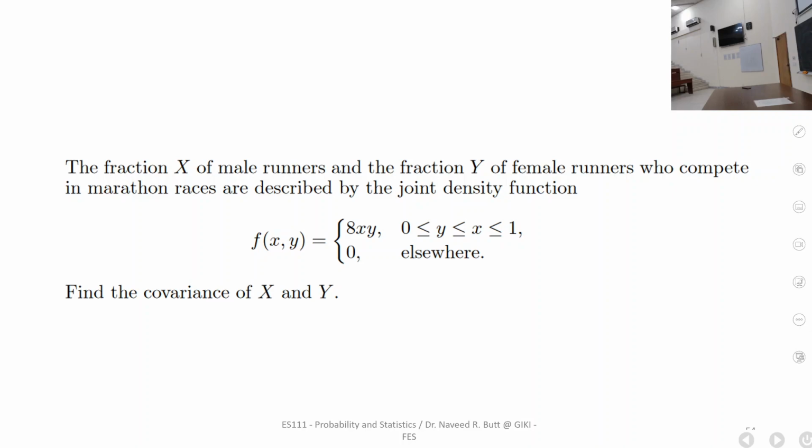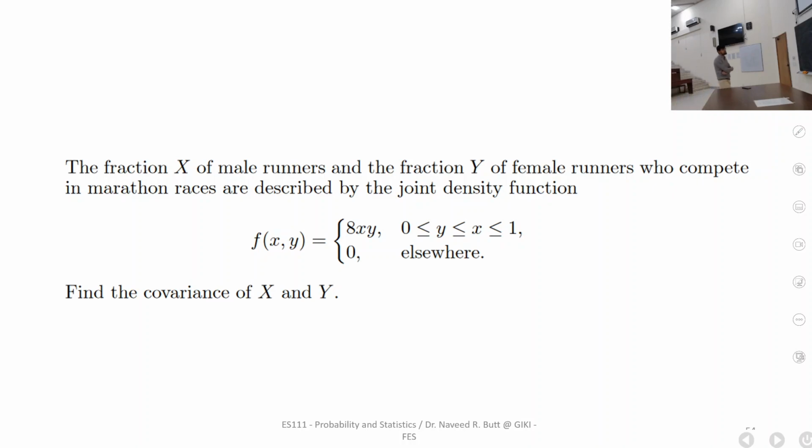And what fraction of females in the race? If 50%, 60% of the females complete the race, that is 0.5 as the fraction. Is it a case of continuous or discrete random variables? Continuous. If you were talking about the number of males and females, it would be discrete. But when they are talking about fractions, fractions can be 0.8, or other values. So it's a continuous case.